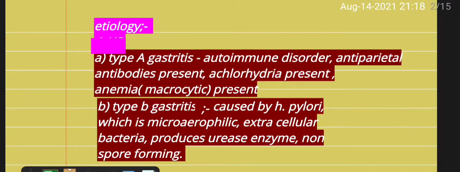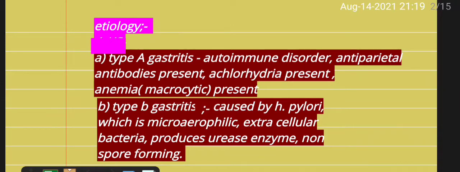Type A gastritis can be remembered by 4 A's. It is an autoimmune disorder. It has antiparietal antibodies present. It has achlorhydria present and it has anemia, which is macrocytic anemia. So due to autoimmunity the gastric mucosa gets destroyed, leading to less acid and deficiency of intrinsic factor, which further leads to deficiency of vitamin B12, and further due to all this, leading to macrocytic anemia.